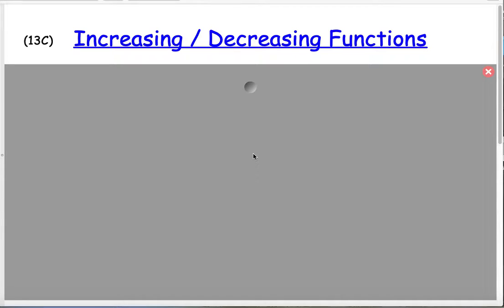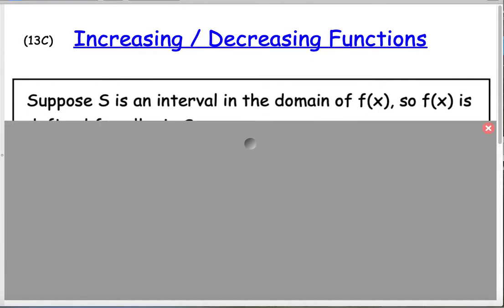All right, we're at the point now where we want to use derivatives, now that we know what a derivative is. We want to use derivatives to help us get some information about what the graph of a function looks like. So we're going to focus on increasing and decreasing.